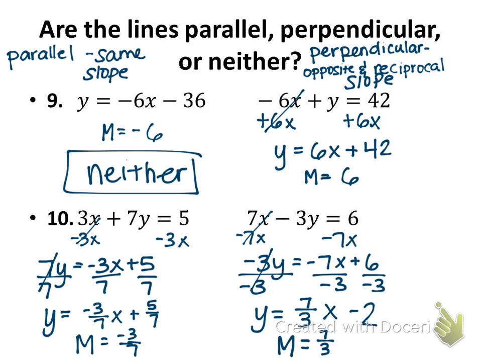So Dawson, what type of equations are these? Perpendicular. How did you know that? Because they're the reciprocal. And what else? The opposite. One is positive, one is negative, and they're both reciprocals. 3 over 7, 7 over 3. Okay, so these lines are perpendicular.